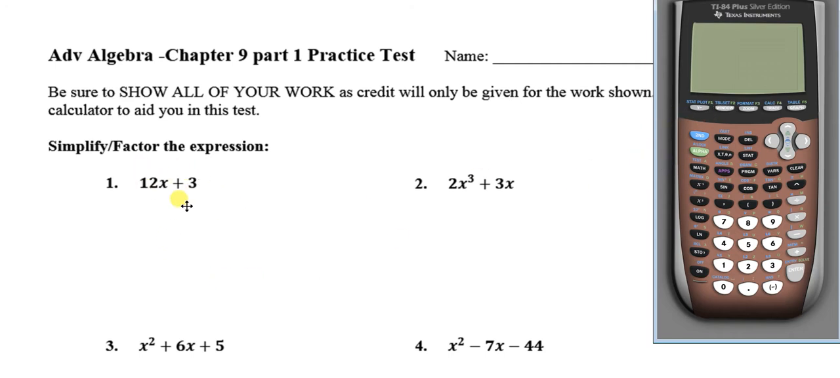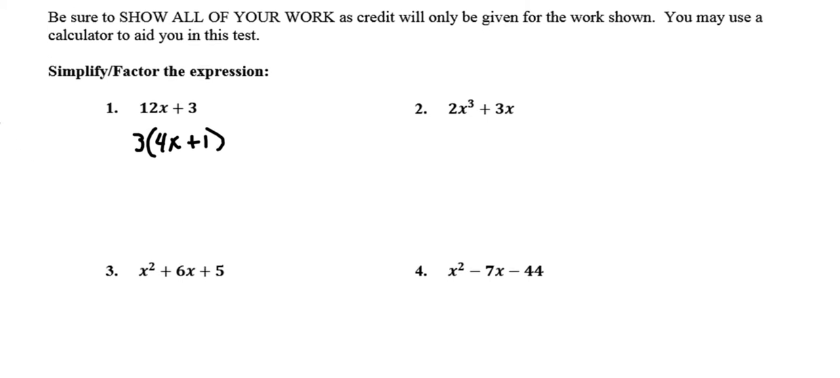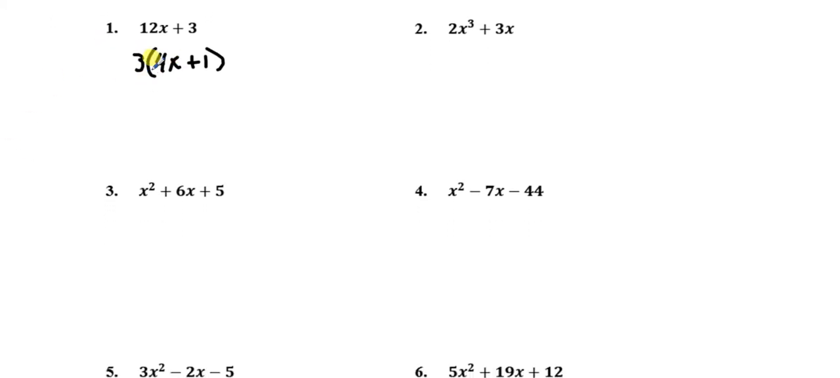So the first one, this is a greatest common factor. Both of these terms have a 3 involved, so we can pull a 3 out of the expression, and we're left with 4x plus 1. And any of these kind of problems, if you multiply afterwards, you should get that. 3 times 4x is 12x, 3 times 1 is 3.